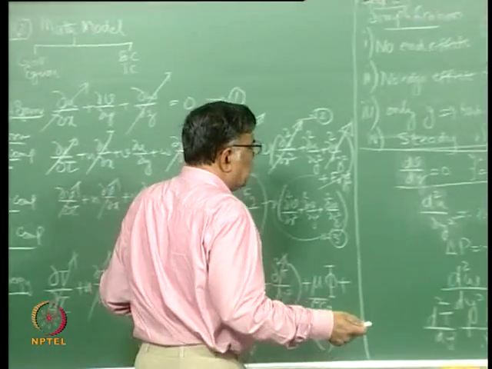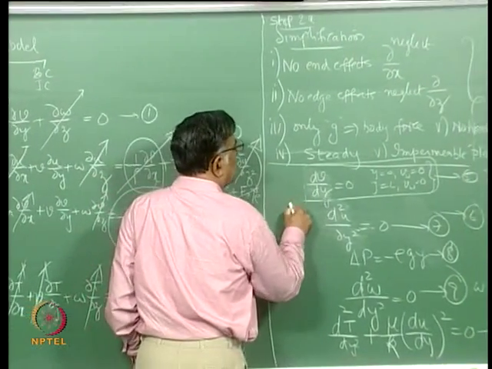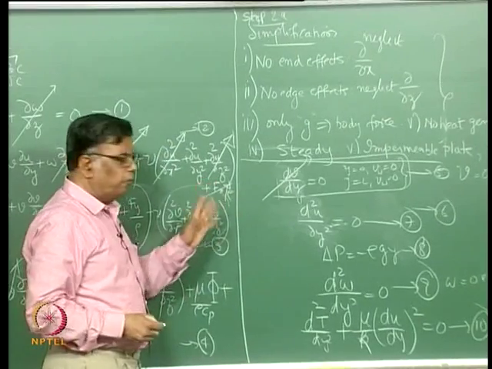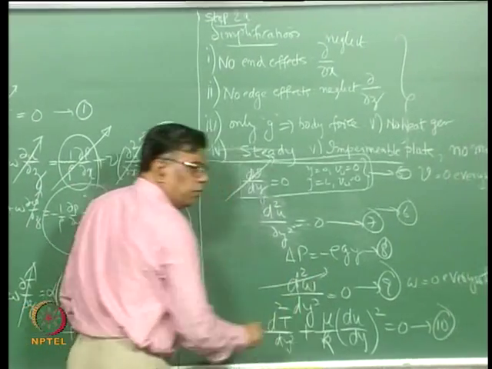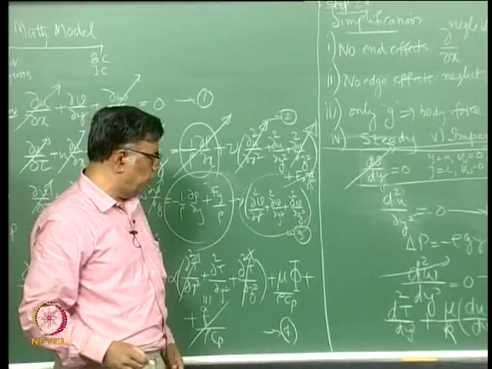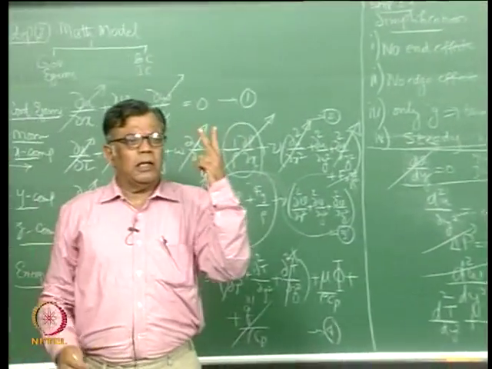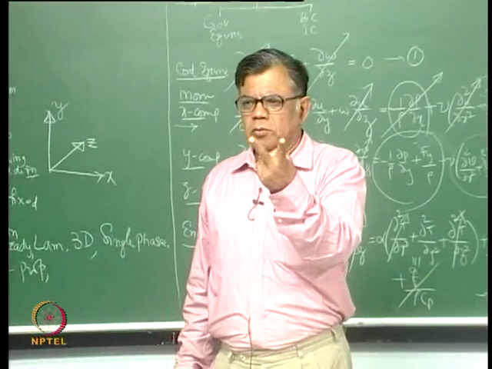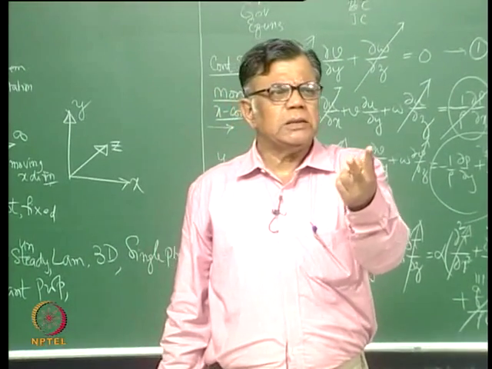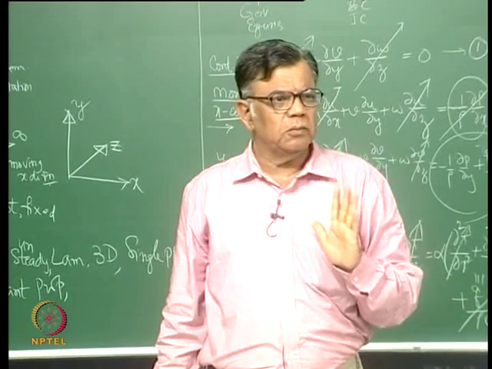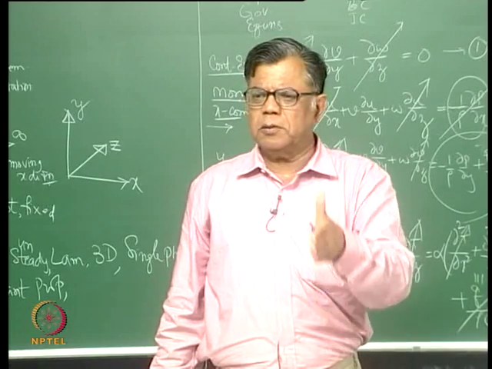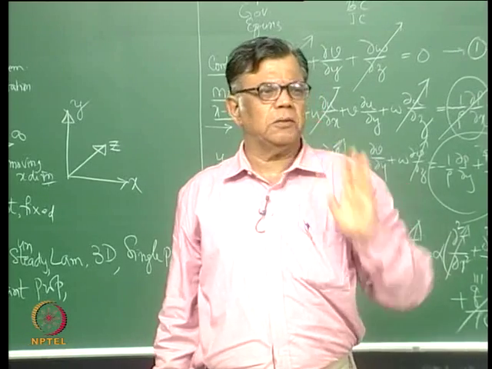Now, what is it there? Therefore, you have to solve. This is already taken care of. This is solution v equal to 0 everywhere. W equal to 0 everywhere. This is already solved. So, finally, ladies and gentlemen, the only two equations you have to solve are d²u/dy² equal to 0, and d²T/dy² + (μ/k)(du/dy)² equal to 0.